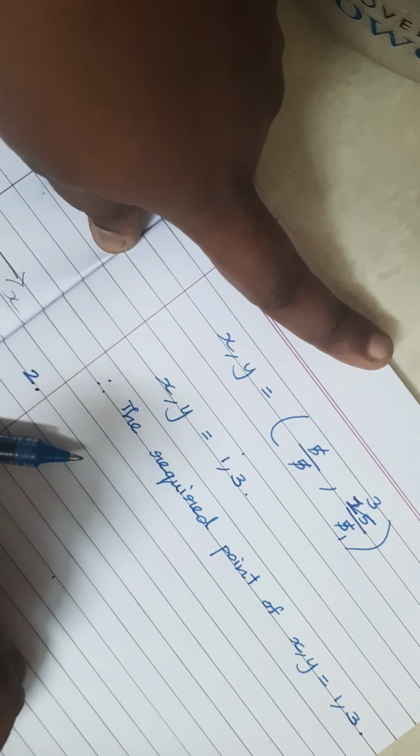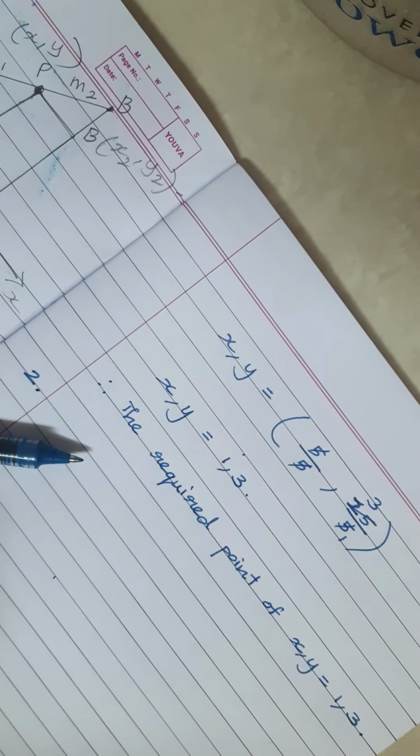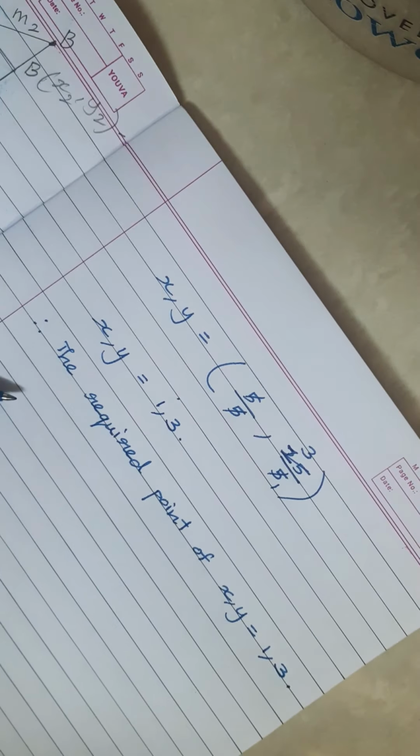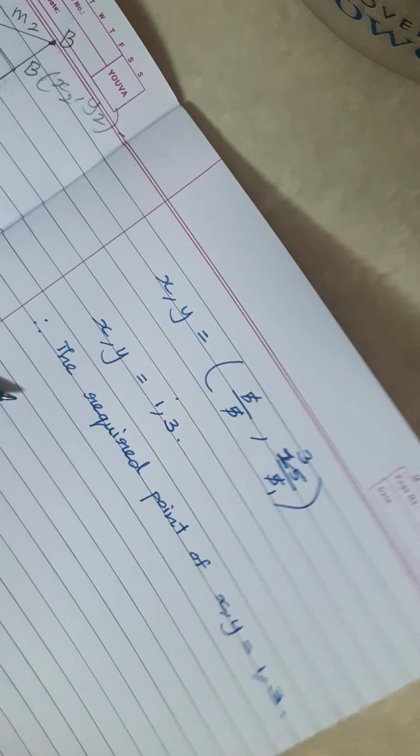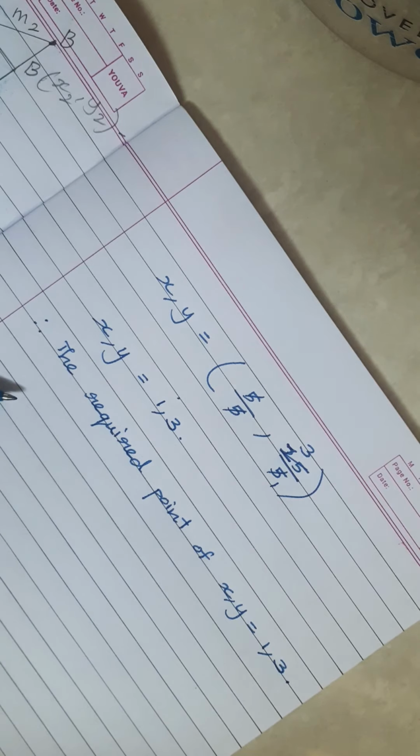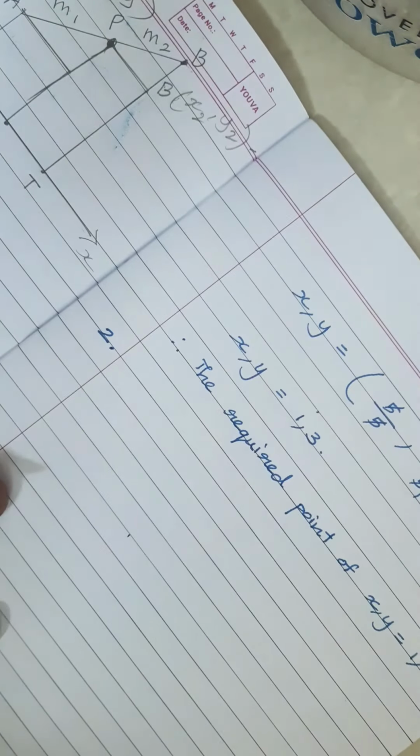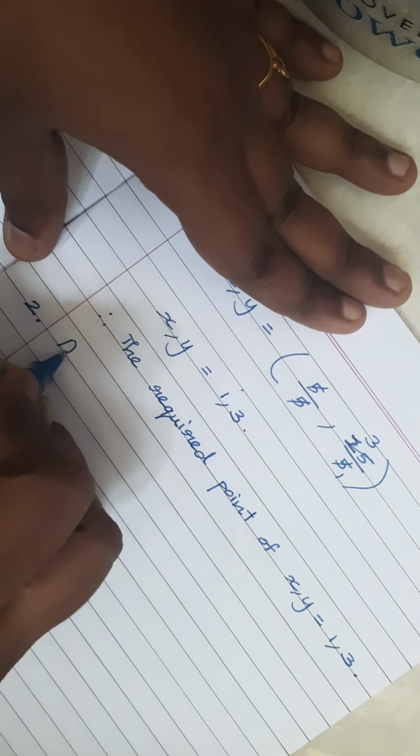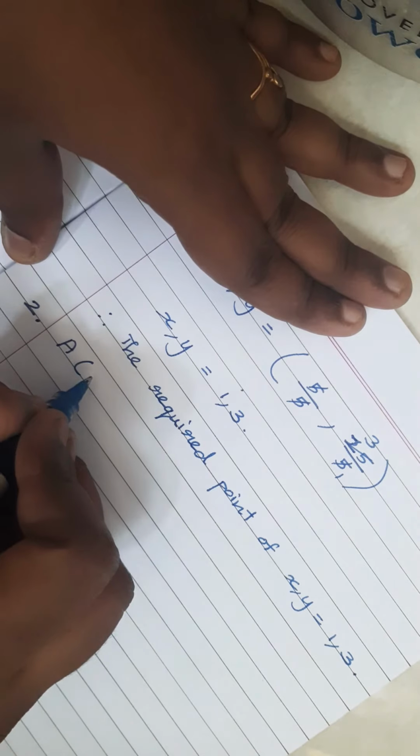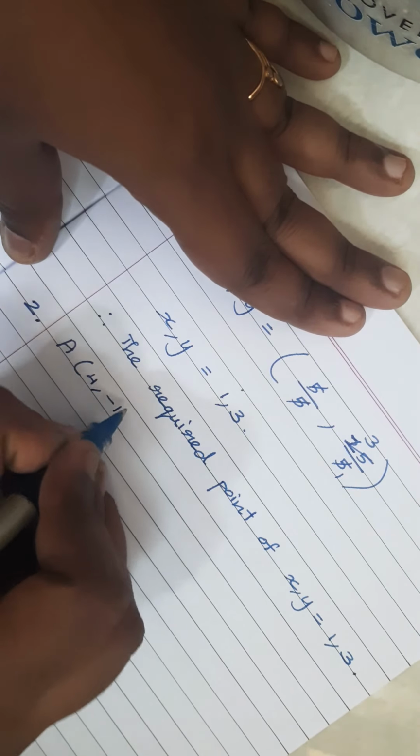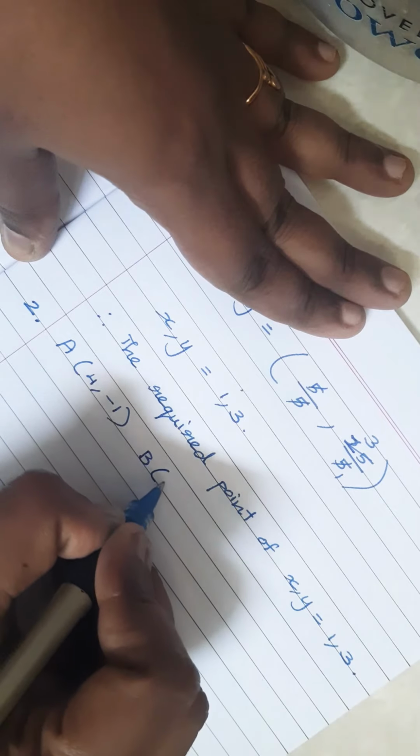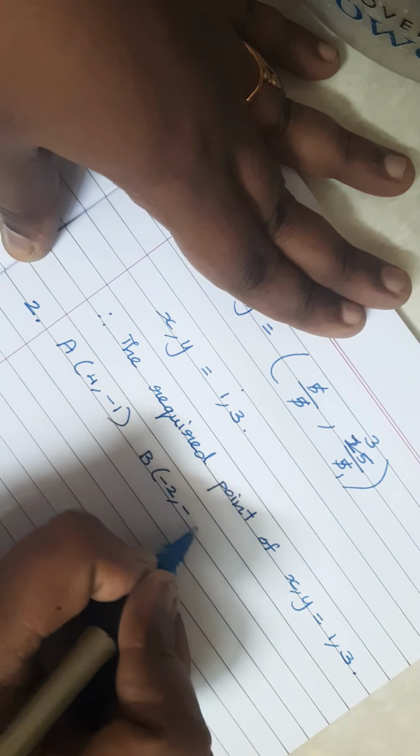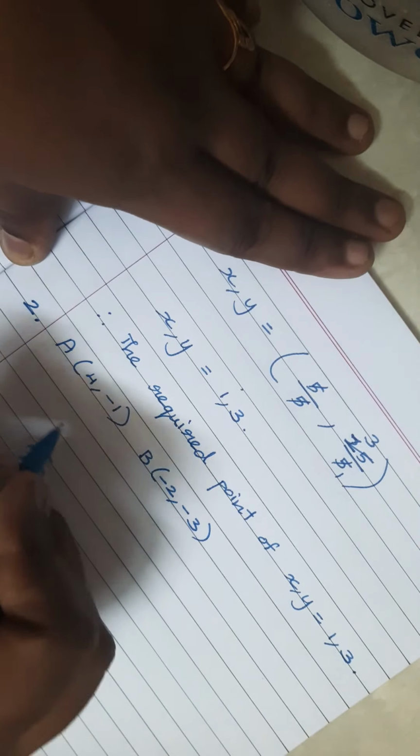Question number 2. Find the coordinates of the point of trisection of the line segment joining 4 comma minus 1 and minus 2 comma minus 3. Here they are given the trisection. Trisection means what? Actually, A point is given. What is the A point? 4 comma minus 1. B point is given, minus 2 comma minus 3.